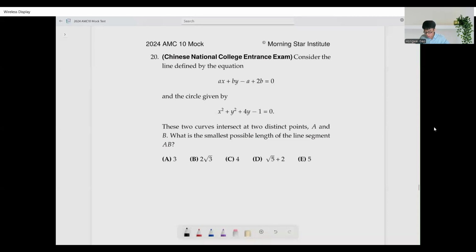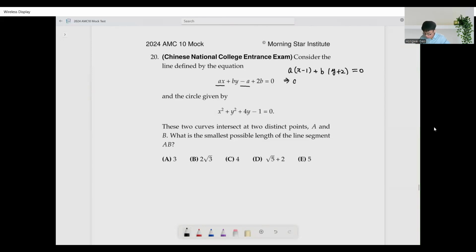Question 20. Consider the line defined by the following equation and the circle given by the following equation. These two curves intersect at points A and B. What's the smallest possible length of the line segment AB? So let's rewrite this equation of the line. We put A together. That's A times x minus 1. And B, we have B times y plus 2 equals 0. So this line passes through some fixed point, which is (1, minus 2).